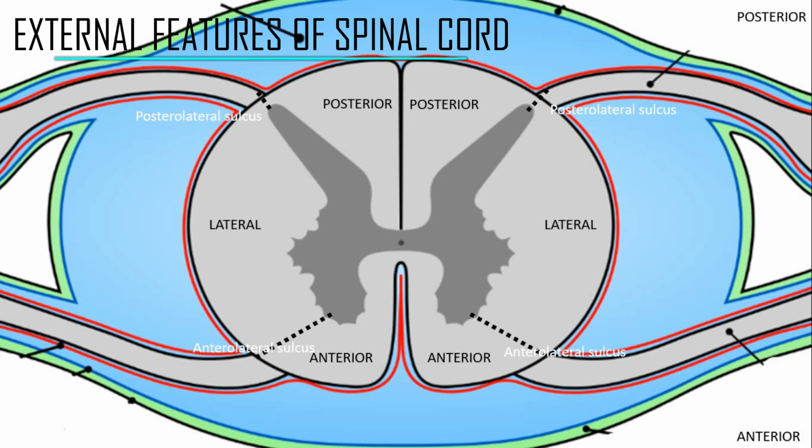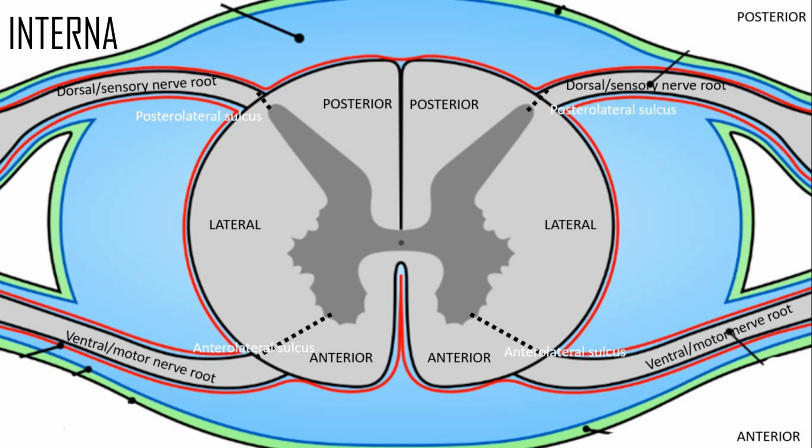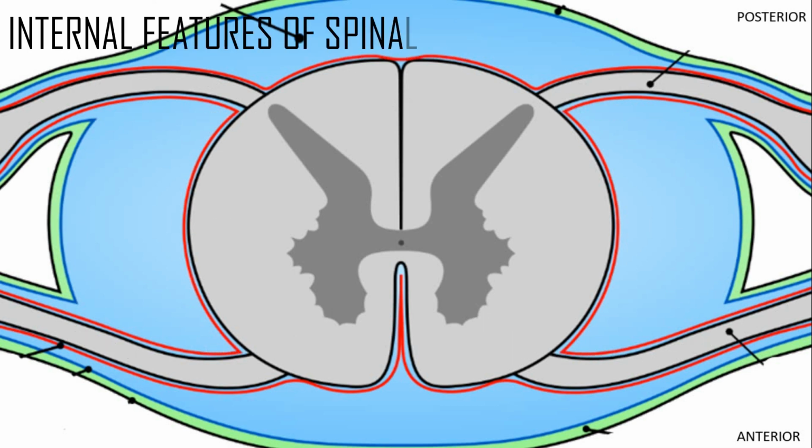The posterolateral sulcus is where the dorsal or sensory nerve roots arise. The motor nerve roots, or the ventral nerve roots, arise from the anterolateral sulcus. Internally, the spinal cord is divided into two, the grey matter and the white matter. The white matter containing nerve fibers lies outside while the grey matter lies inside.